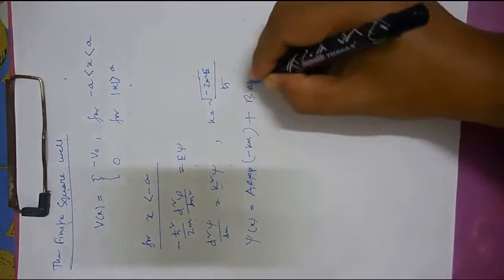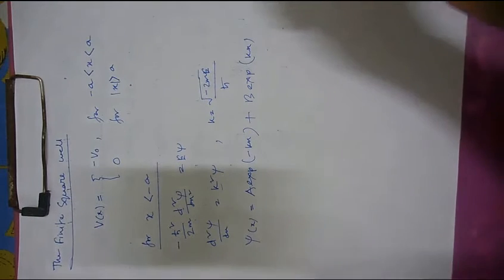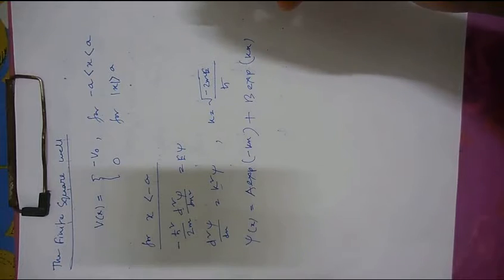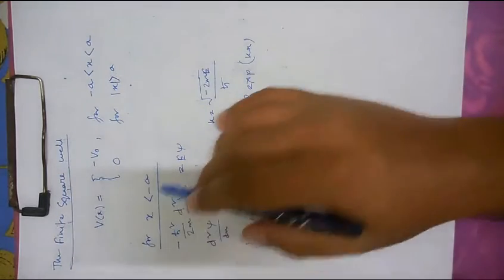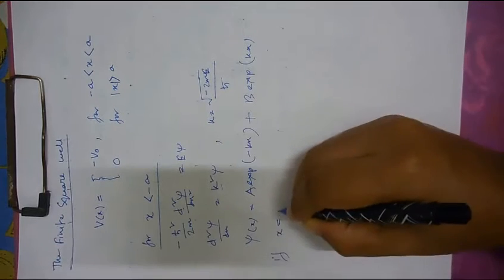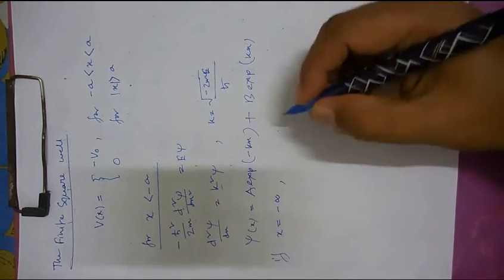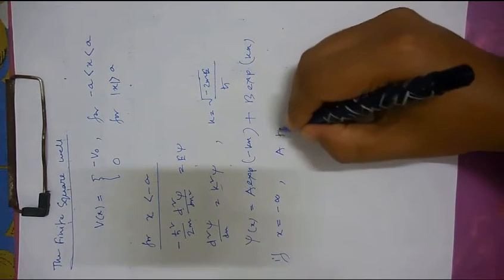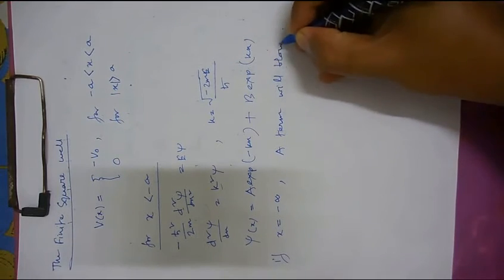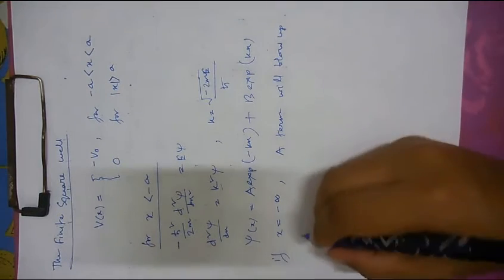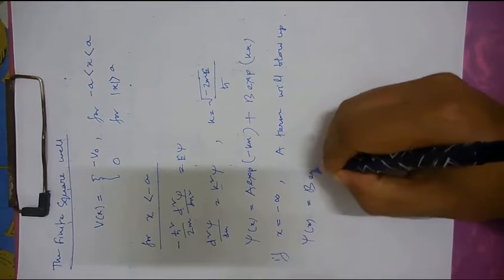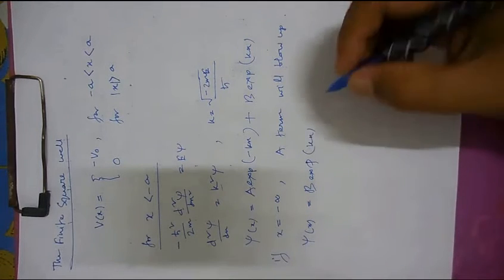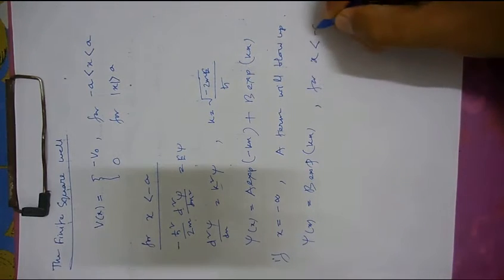The general solution, you are well familiar with, is exponential minus kx plus exponential kx. Now if I consider x equal to minus infinity and put it in, you can see that one term will blow up. So we are left with only one part. It is actually for x less than minus a.